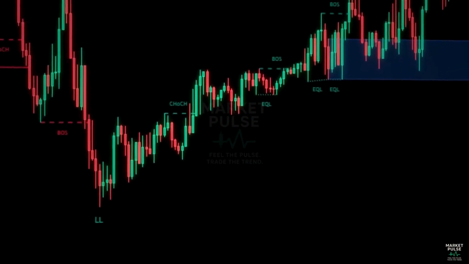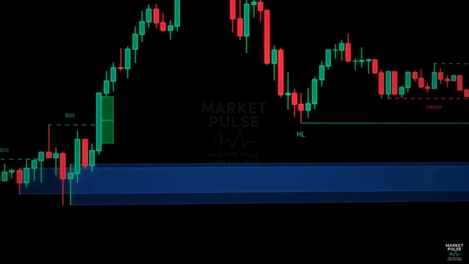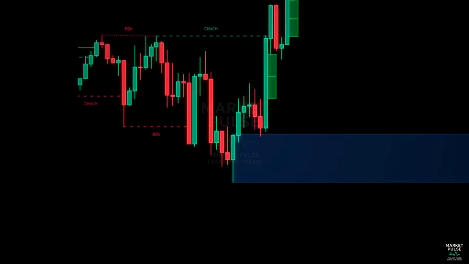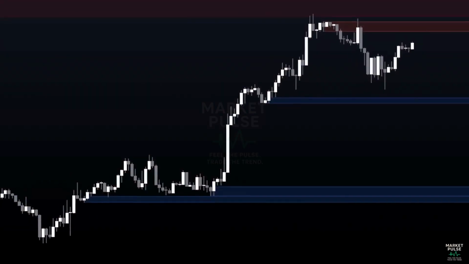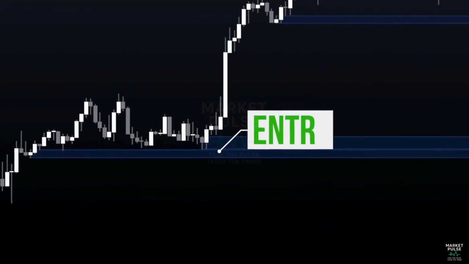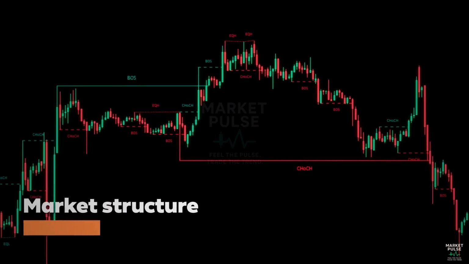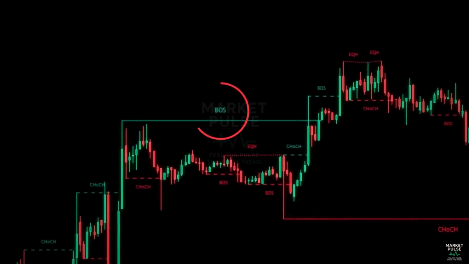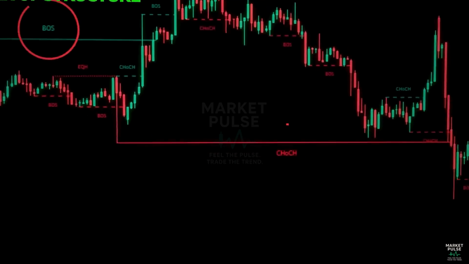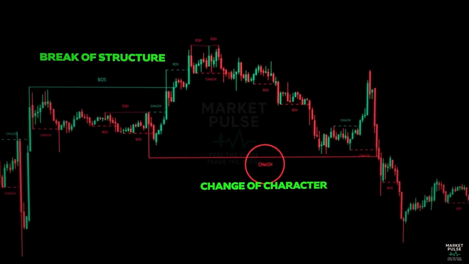This indicator at first may seem very advanced to you, especially if you're a new user. But after watching this video, you will learn all the terms and how to effectively use this indicator to profit in trading. First, we'll start out with market structure. This will be displayed by BOS, which stands for break of structure, and CHoCH, which stands for change of character. Both are going to be important.